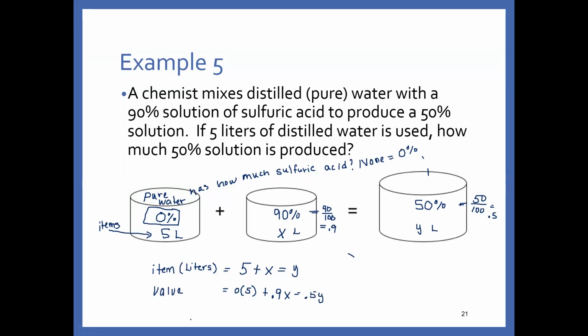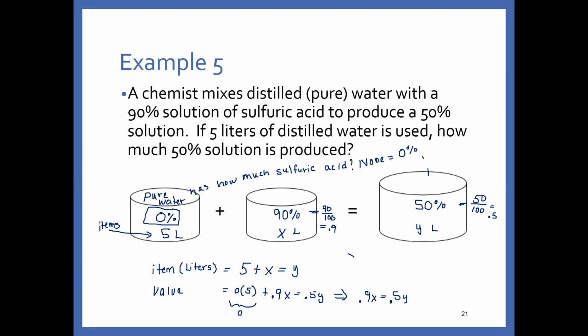Now, in this last equation, I am going to do just a tiny bit of cleanup because I know that 0 times 5 does indeed equal 0. And so this equation could just be rewritten as 0.9x equals 0.5y. Because I don't have to add the 0 plus 0.9x. That doesn't add any value to the equation.